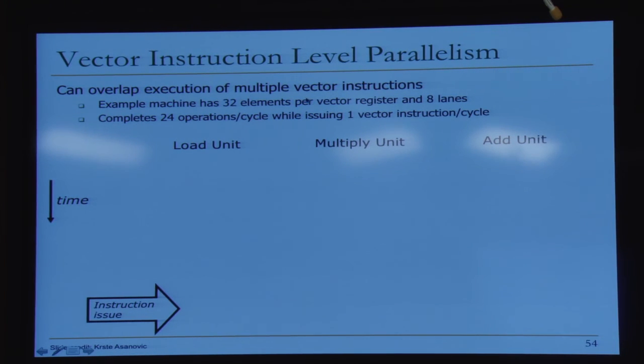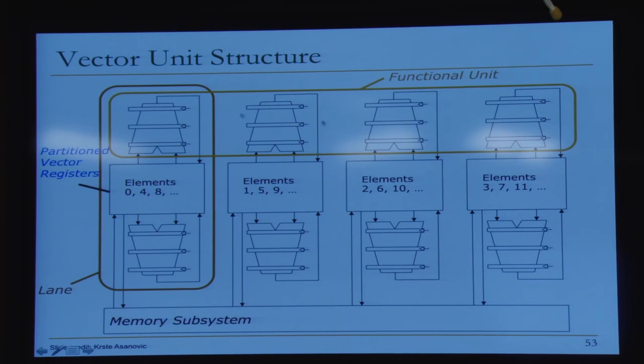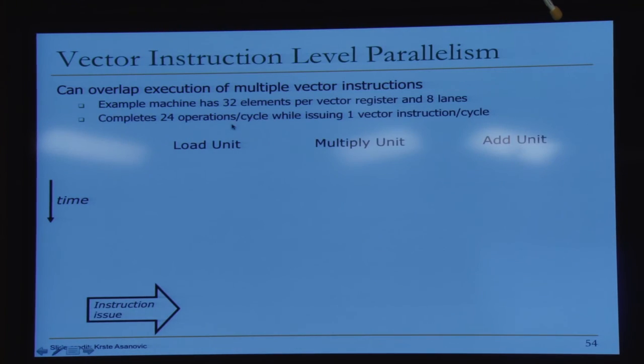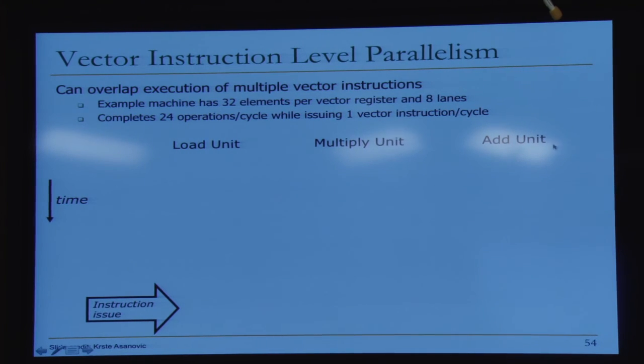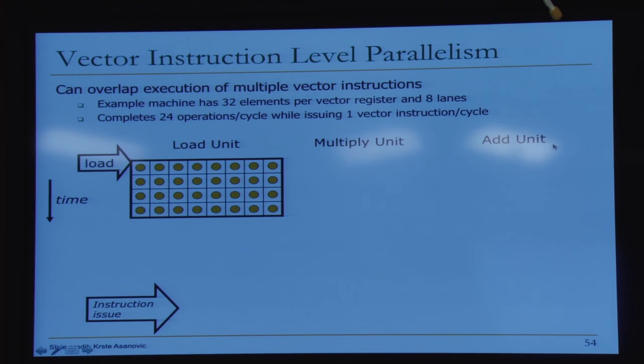You can really overlap execution of multiple vector instructions. This is an example machine. It has 32 elements per vector register and 8 lanes. Remember the lane, 8 of these. And you can complete 24 operations per cycle while issuing one vector instruction per cycle if you have a load unit, multiply unit, and add unit in each lane. And this is what it looks like.